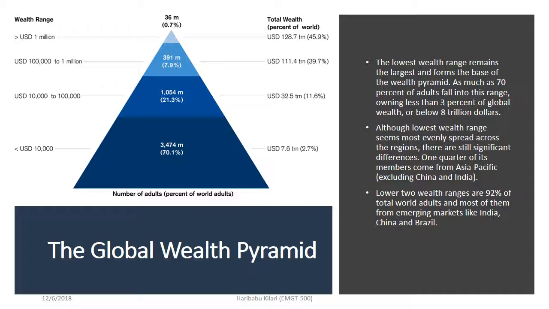The bottom of the pyramid is built up with 70% of the adults around the world who have wealth less than $10,000. If you combine the bottom two, it adds up to 92% of the world's adults, and most of them are from emerging markets like India, China and Brazil, and their total wealth is less than $100,000.